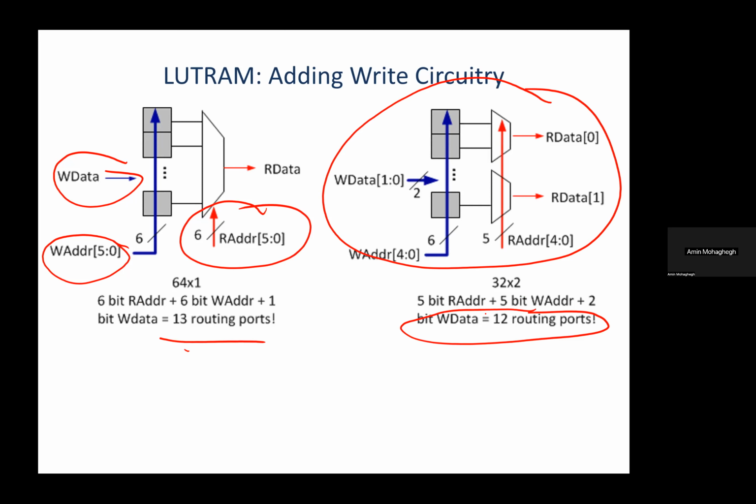Intel builds 8, which is a lot less than 13 and 12. Okay, so nobody's got enough routing ports and it's expensive. You're not going to do this. It's going to make your LUT 50% more expensive. You're not going to do this.